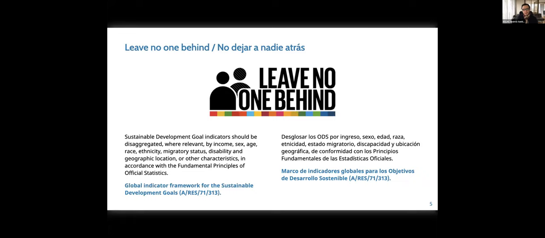It is not only about geography. So you have to identify these population targets, these subgroups that are not only related to geography. So this is the Leave No One Behind initiative in the 2030 Agenda, which is basically related to identifying subpopulations and measuring poverty in those specific subgroups.